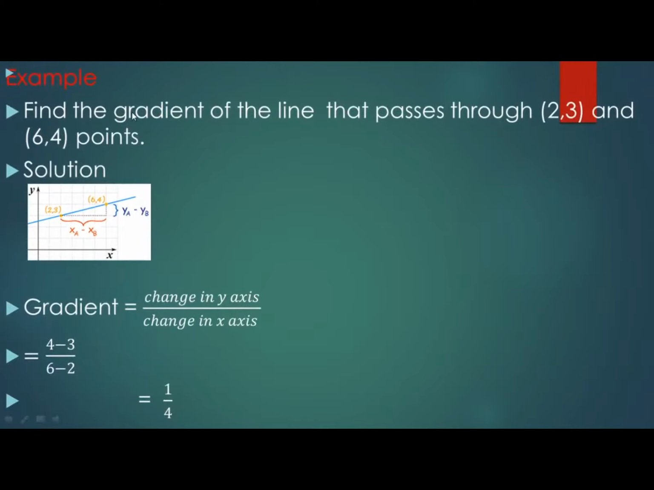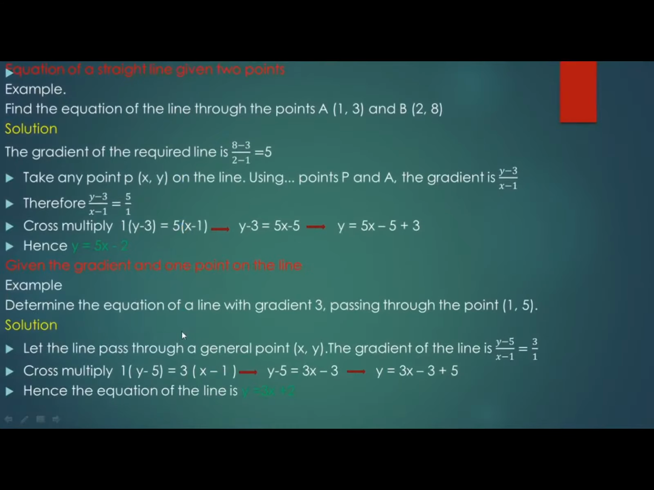We want to do some examples. Example 1: find the gradient of the line that passes through points (2, 3) and (6, 4). If I draw the line through points (6, 4) and (2, 3), the gradient will be the change in y over the change in x, which is 4 minus 3 all over 6 minus 2. 4 minus 3 is 1, 6 minus 2 is 4. And therefore the gradient of the line is a quarter.